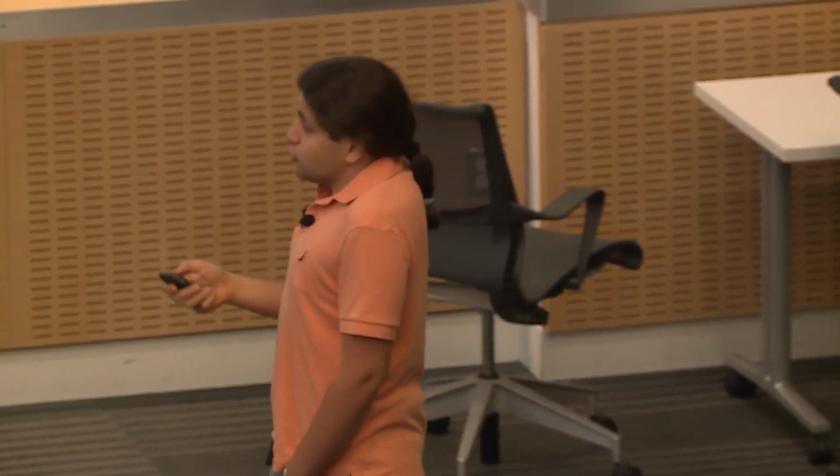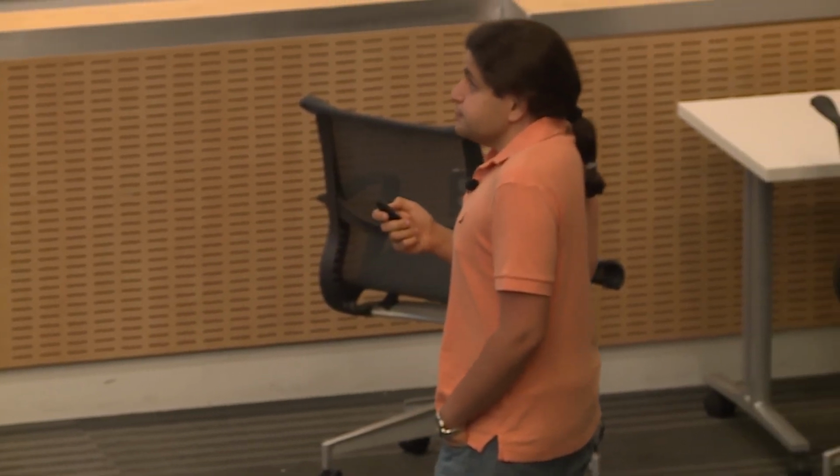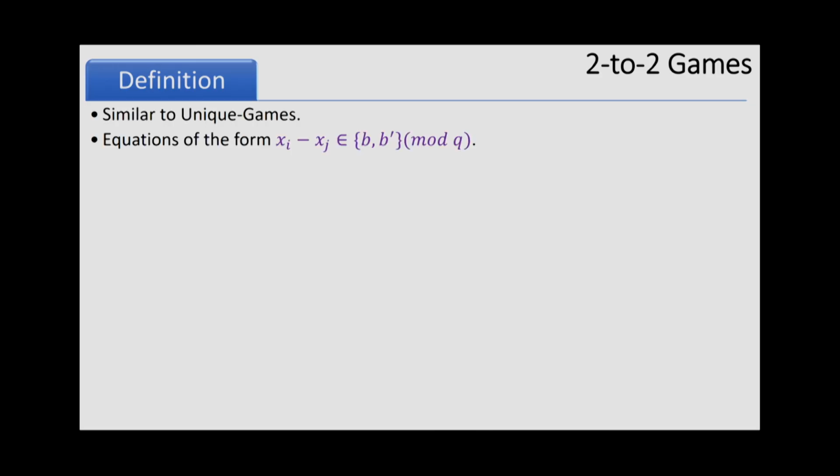Good. So from the title of this talk, you didn't see the word Unique Games because I'm not going to really talk about Unique Games. Instead, I'm going to talk about what is called 2-to-2 games, which is a closed problem. And the definition is almost the same.